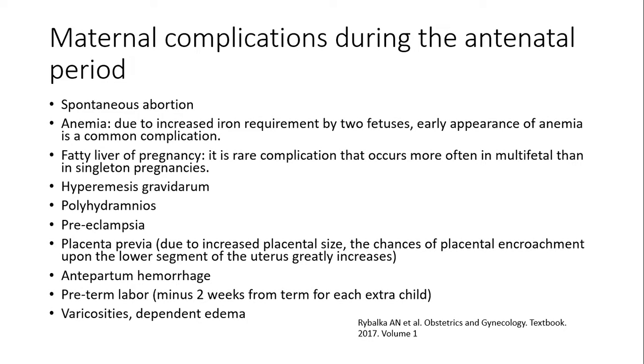Placenta previa, maybe because of the increased placental size and the chance of placental encroachment upon the lower segment of the uterus. Antepartum hemorrhage. Preterm labor, usually minus 2 weeks from the term for each extra child. Varicosis of the veins and edema.